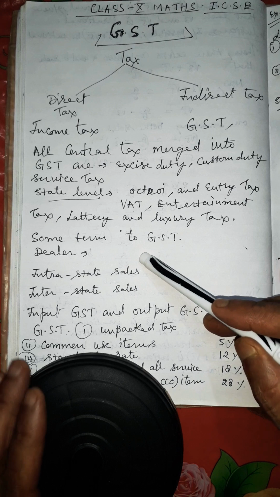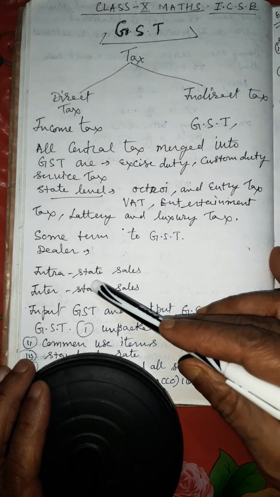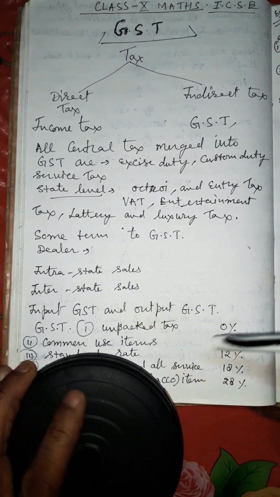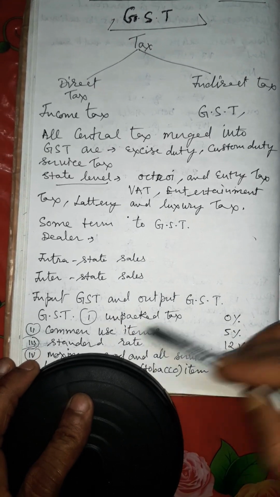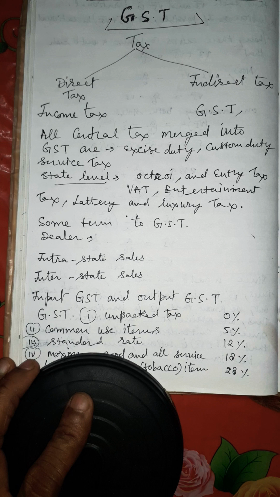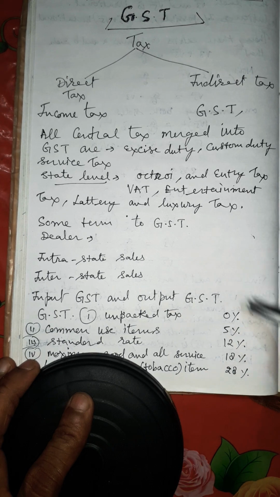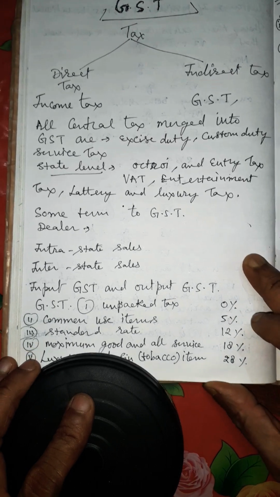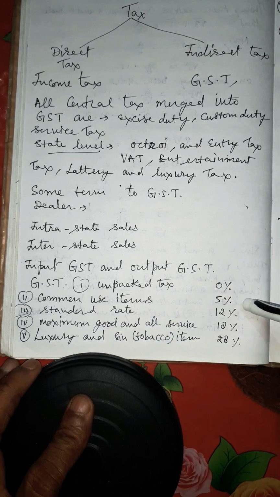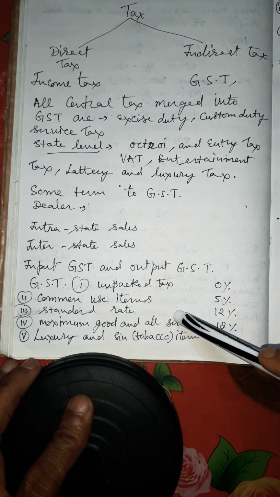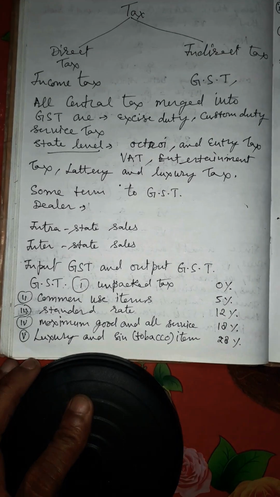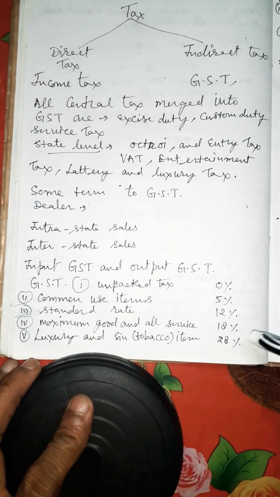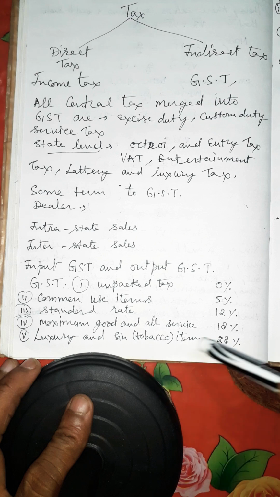Some terms are also in the GST: intrastate, interstate, input GST, output GST. And the tax on unpacked things is 0, for common use items 5%, standard rate 12%, maximum goods 18%, luxury and tobacco extra 28%.